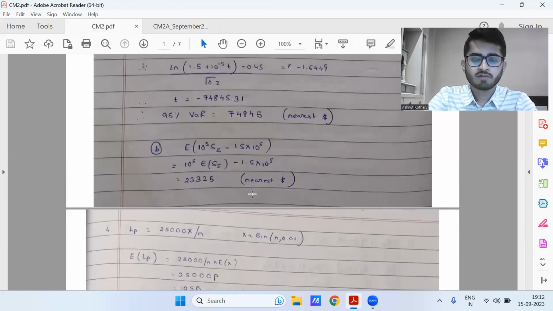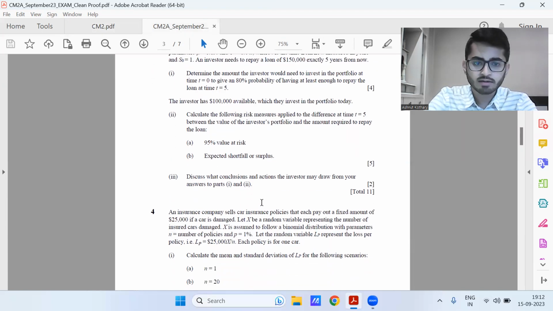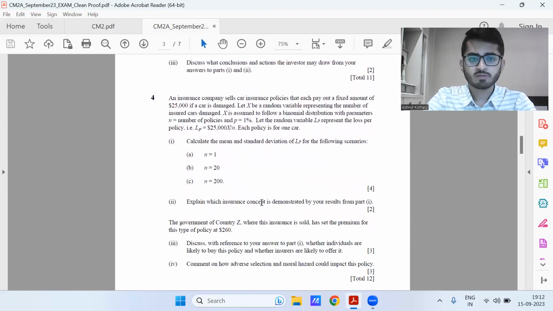Some of them, when I was going through the scripts, made mistakes in part two. Part 3 is based on comments; I'm not getting into that. Question number 4, again, at least the first part most of the students did answer well. In the later parts, some of them tend to skip the comments-based question.